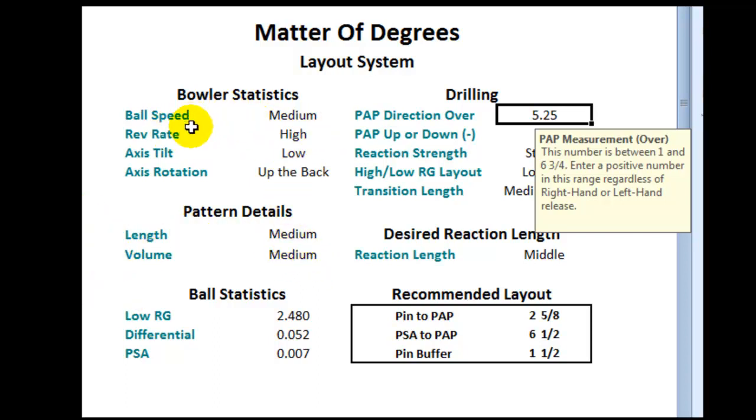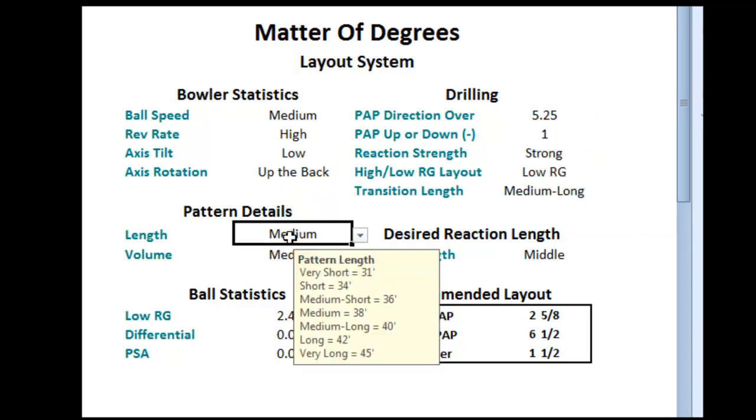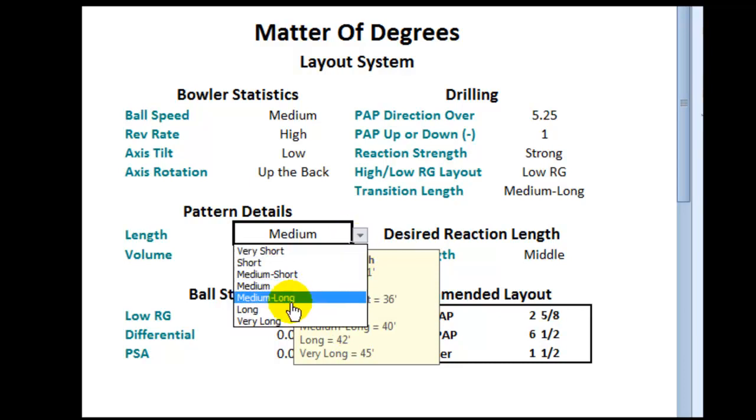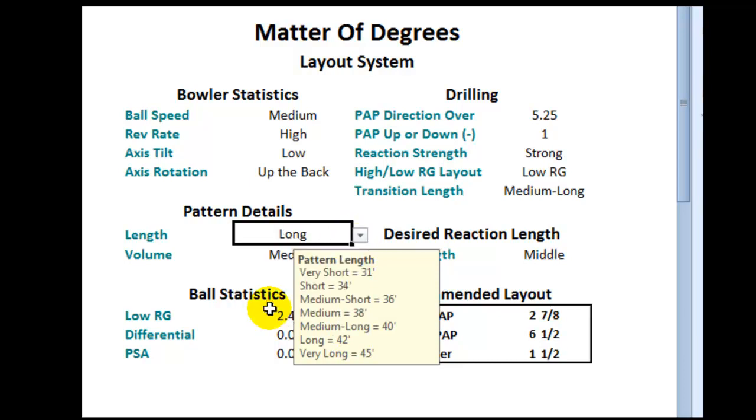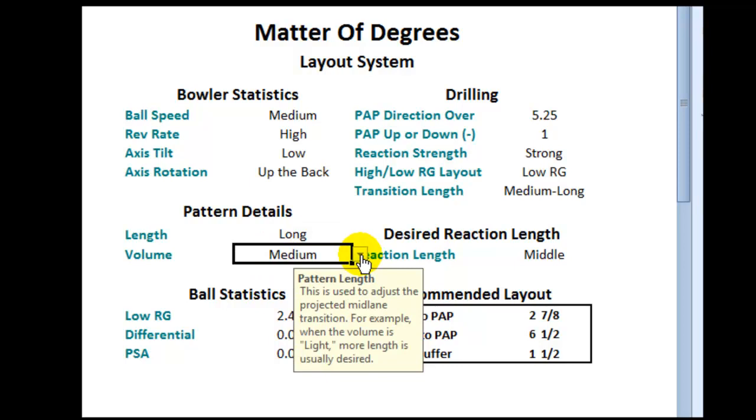I'm going to leave all my specs the same for my ball speed, rev rate, axis tilt, axis rotation, and my positive axis points. We're going to leave those the same. But what I want to do now is change the pattern details. So now let's say I'm bowling on a longer pattern. So now I'm going to change this to long. Volume is now going to be heavy. Now the numbers start to change. It starts to bring that pin a little bit closer in, and that pin buffer a little bit farther out.